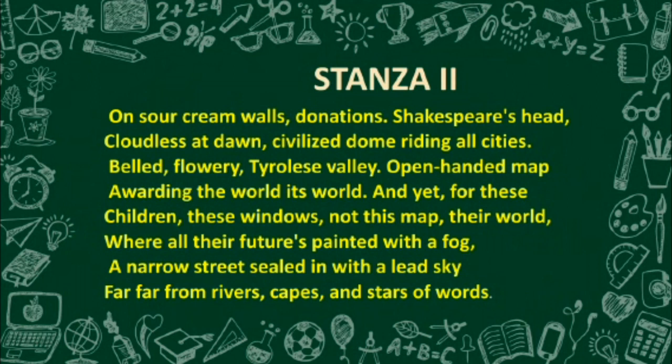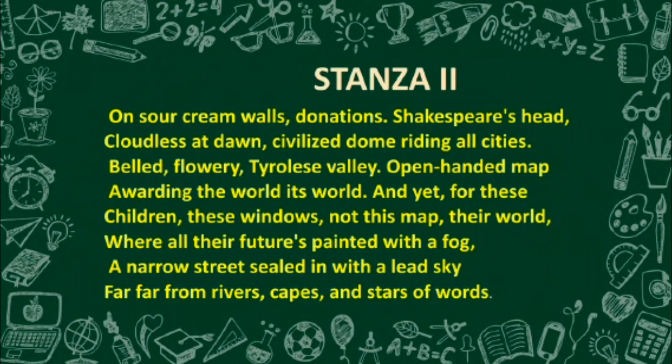It is a narrow street sealed in with a lead sky. The lead sky expression suggests an environment full of pollutants. So, the place in which they live is a narrow street, restricted with a lead sky. Finally the poet says, far, far from rivers, that their world, the world of the life of these children, is totally different from rivers, capes, and stars of words.